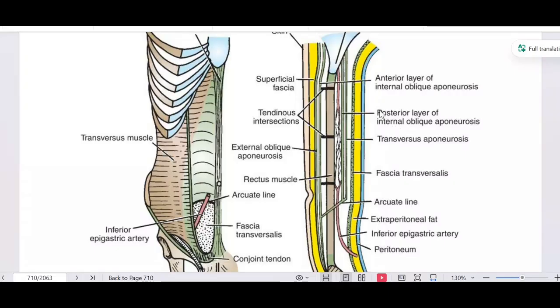You can also discuss this, or the examiner can ask this: the anastomosis in the rectus sheath is between which two main arteries? That is the subclavian artery and the external iliac artery, because the external iliac artery gives rise to the inferior epigastric artery, and at the same time the subclavian artery gives rise to the superior epigastric artery. So you can also say that it is the anastomosis between the subclavian and the external iliac artery.